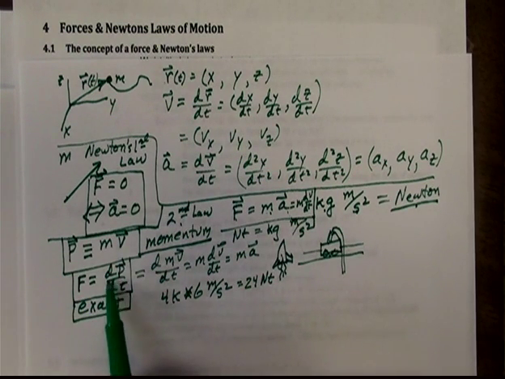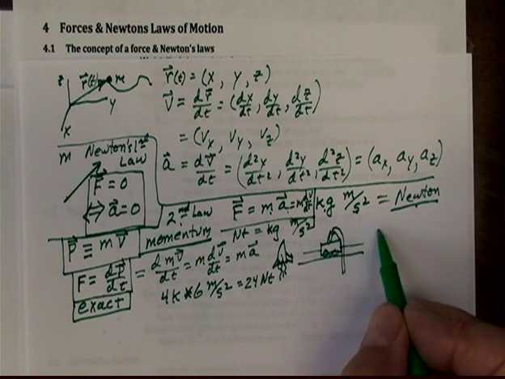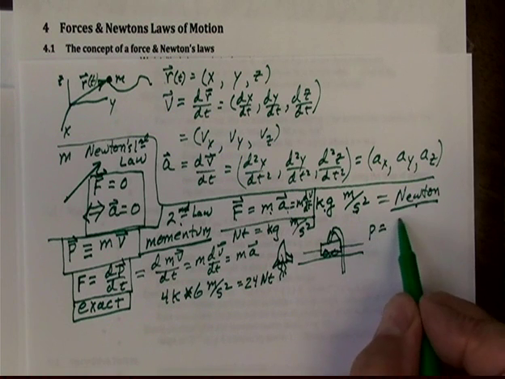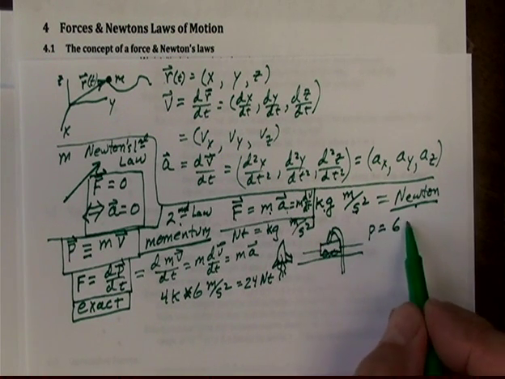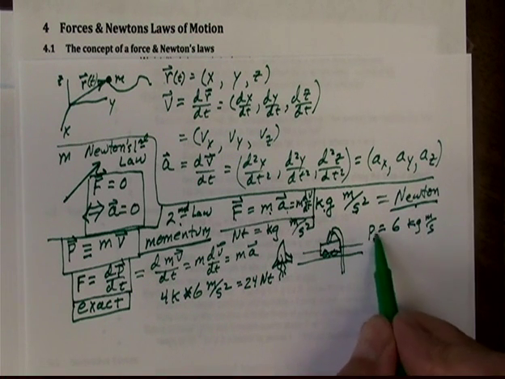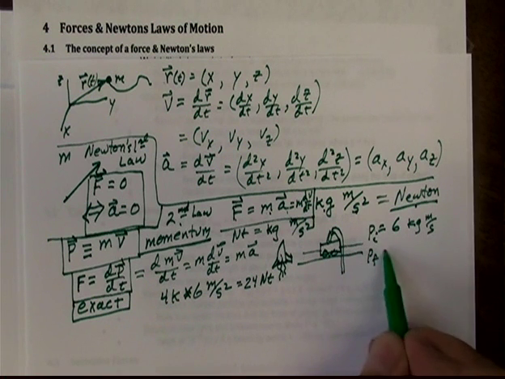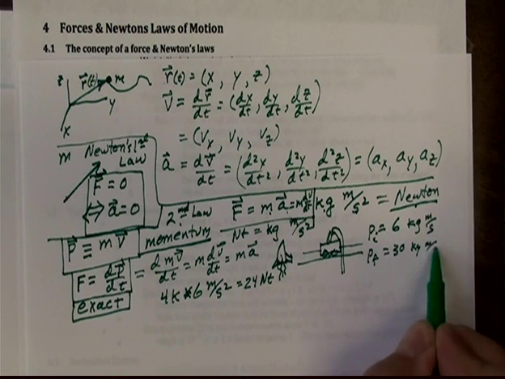Likewise, we could look for a change in momentum with respect to time. We might say, okay, we have a momentum P, which is equal to 6. Now, what are the units of momentum? The units of momentum are going to be kilogram meters per second. And that's the initial momentum. The final momentum might be 30 kilogram meters per second.